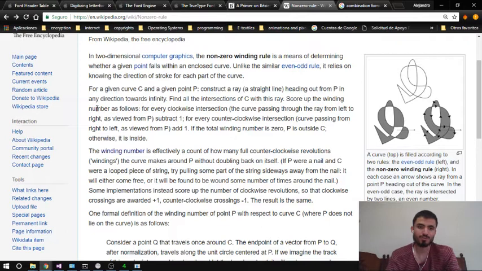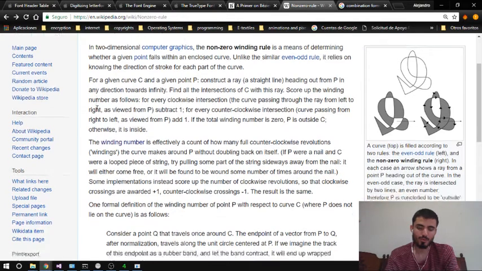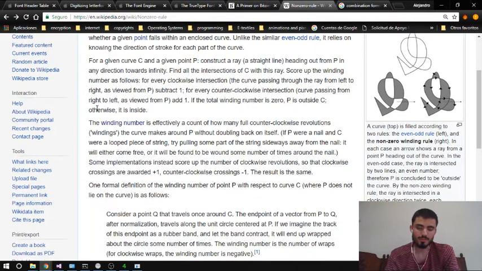Okay, as viewed from P, from right to left it's counterclockwise, and from left to right is clockwise. So the total winding number is 0. P is outside C. So we have that point.